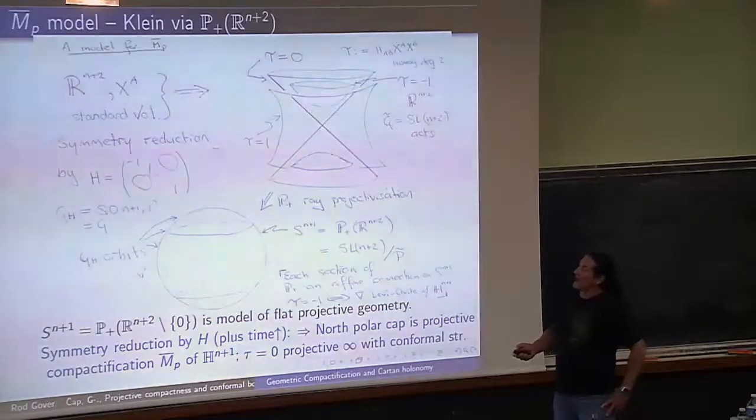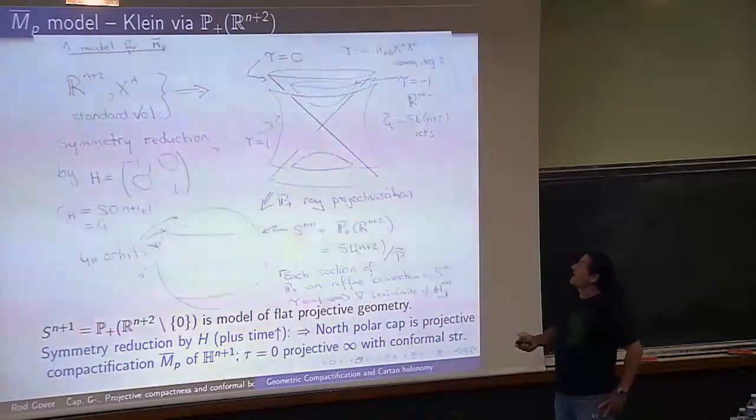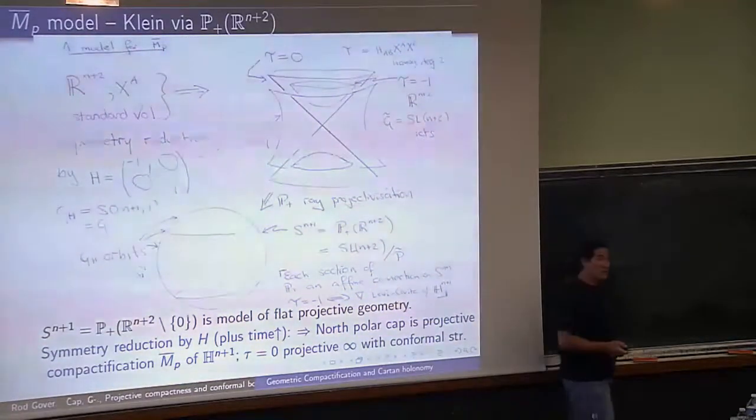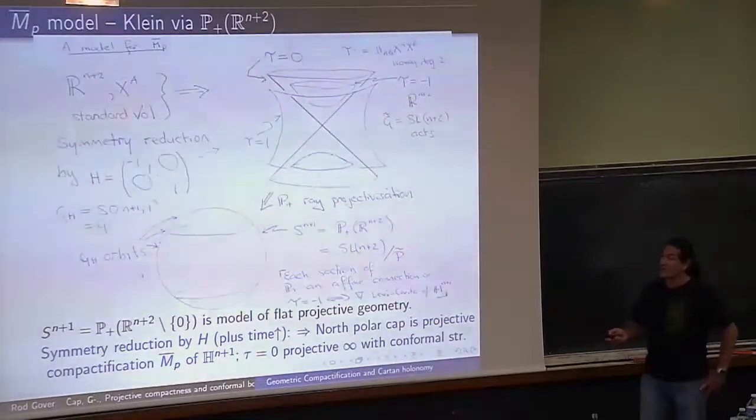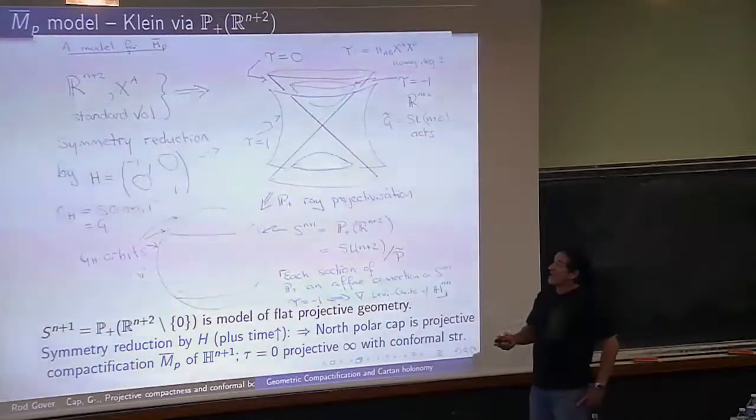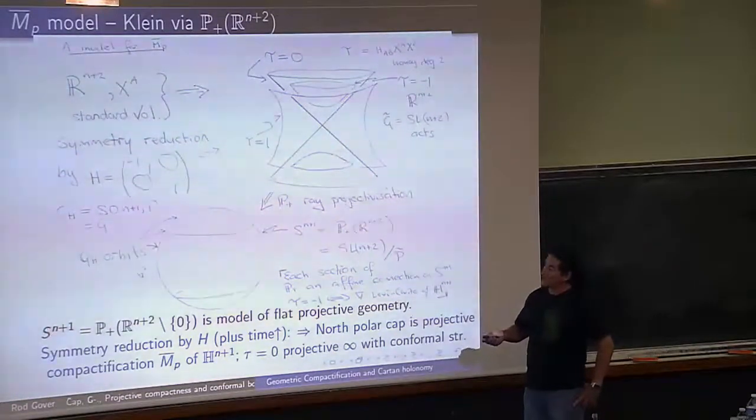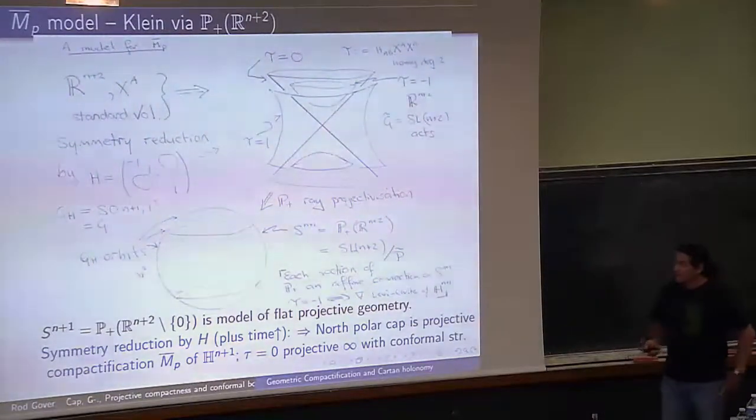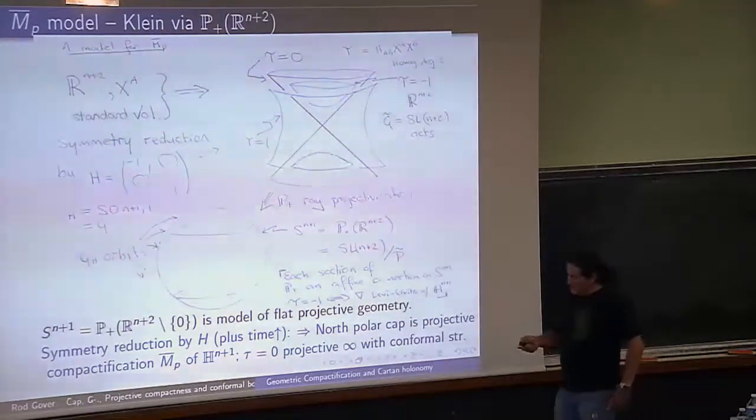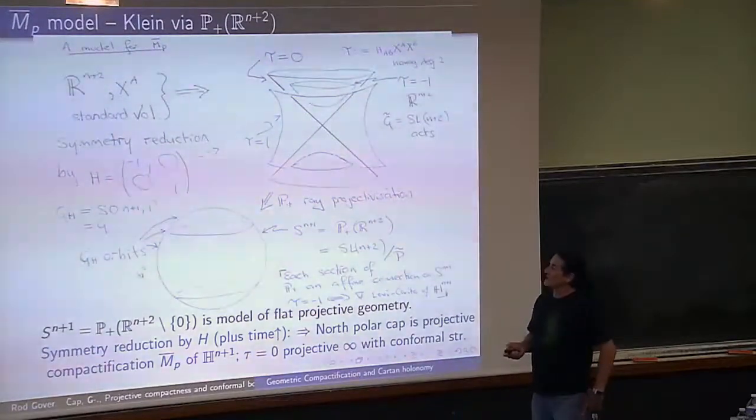So the sphere, which is acted on by SL(n+2), if you restrict to this smaller group, decomposes into orbits. Okay, so you have open orbits, like the two polar caps and this section in here, and closed orbits, which are hypersurfaces in there. Okay, but there's more structure than you see by looking at the orbits here.